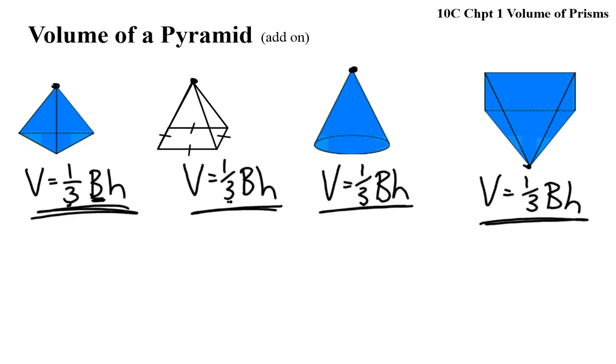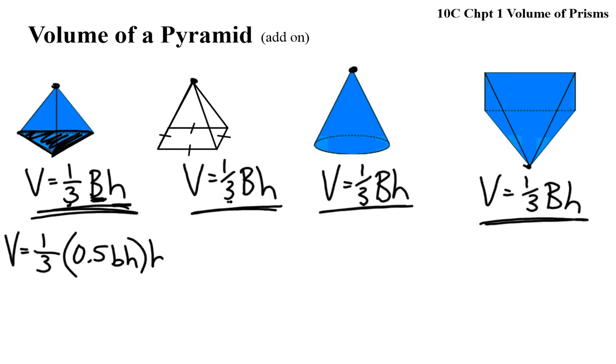We don't want a big B. This is the kind of base we have. Well, we see that we have a triangular base. So our specific formula would be 1/3. And because it's a triangle base, 1/2 base times height, and then times the height of the pyramid.